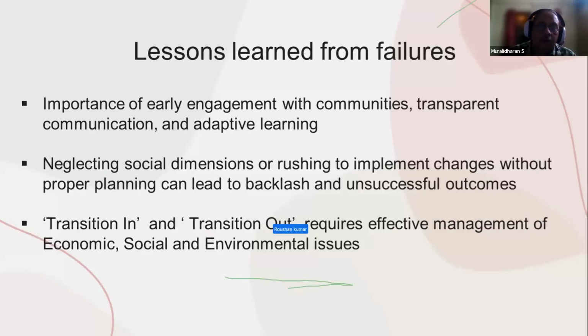So the importance of early engagement with communities, transparent communication, and adaptive learning is very important. Neglecting social dimensions or rushing into implementing the changes is another thing. If we talk about the climate crisis as only an environmental crisis, not bothered about the social dimension of it, that is not going to work, and that has to be taken into consideration. Improper planning can lead to backlash and unsuccessful outcomes.